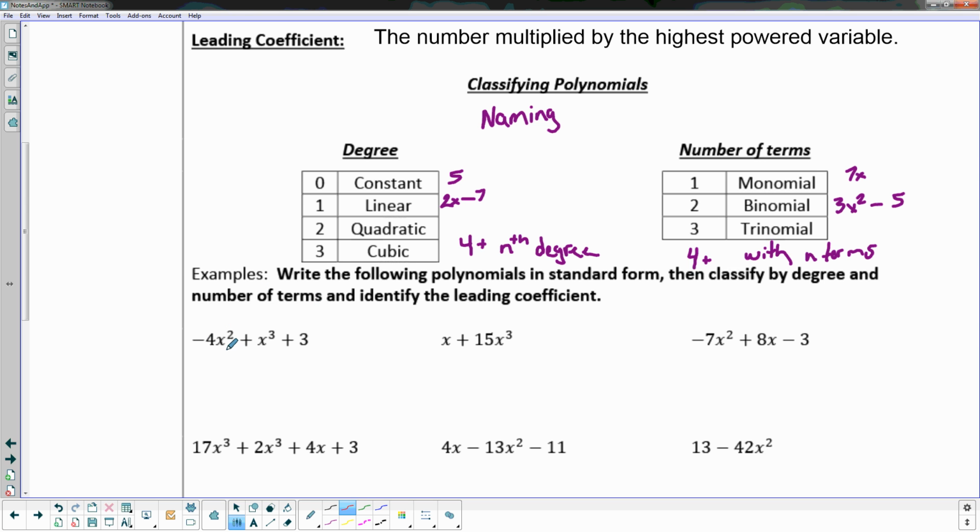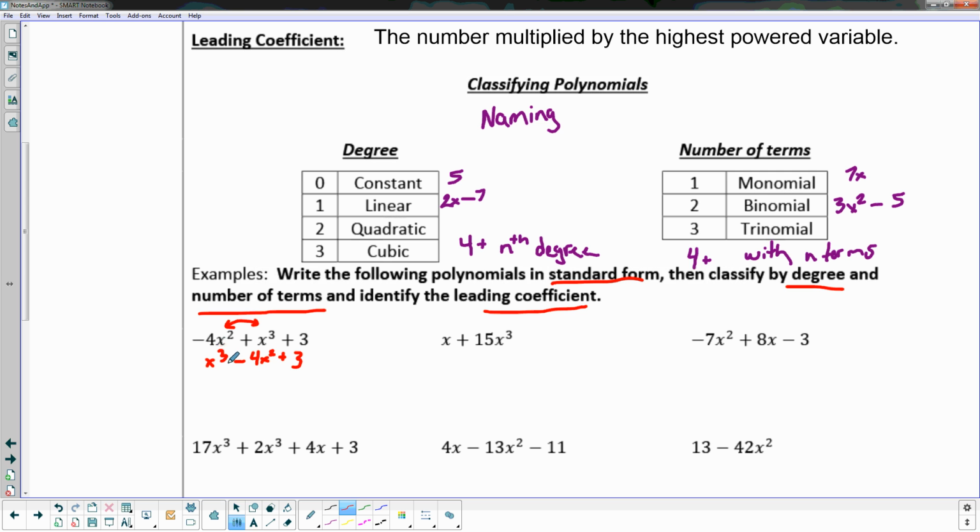So for the first one, this does say to write it in standard form, then classify it by degree and number of terms, and identify the leading coefficient. So there's kind of 4 things we have to do. First off, to write it in standard form, I notice that these two are just in the wrong order. I want to start with my x to the 3rd power, not with my x to the 2nd. So I'll just switch the order there. I have to make sure I drag that negative sign with me for the negative 4x squared, and then plus 3 on the end.